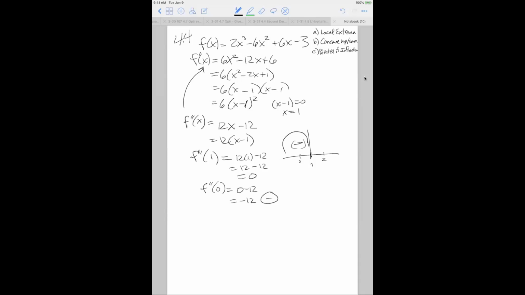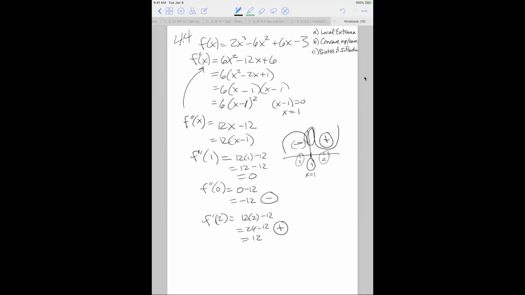And if I plug in 2 over here, then I get at the second derivative, 12 times 2 minus 12 is 24 minus 12, which is positive 12. So that gives me a positive value. That means it's concave up over here. And that means since it goes from concave down to concave up, this must be a point of inflection at x equals 1.